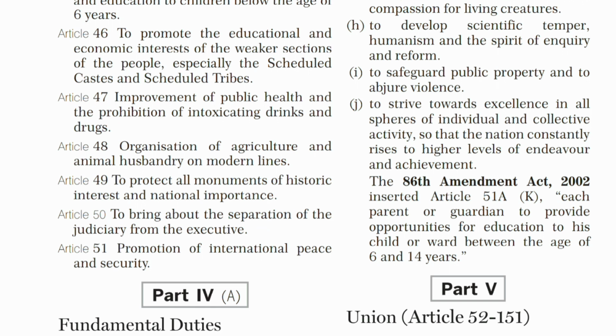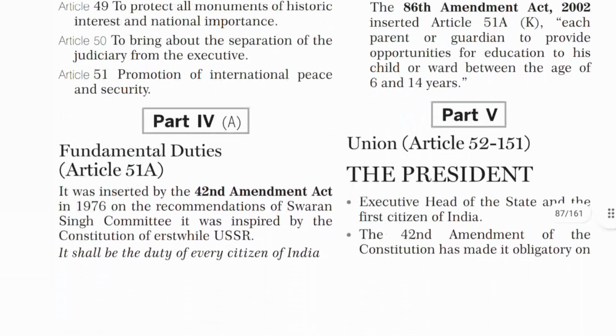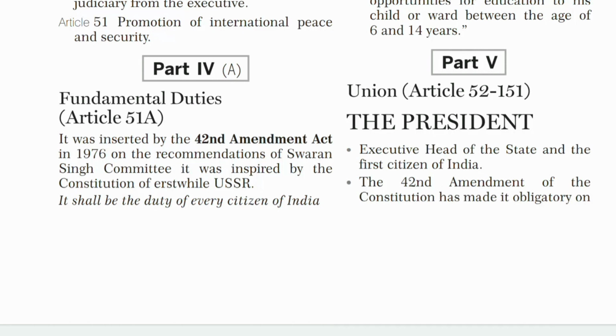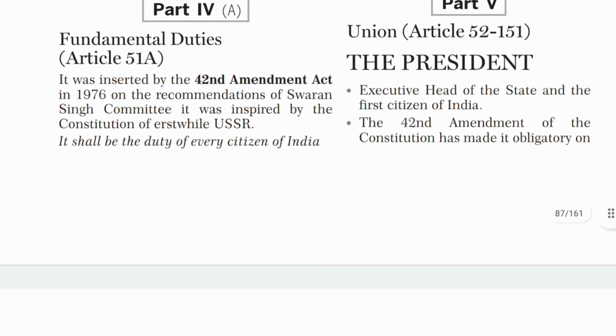The 86th Amendment Act 2002 inserted Article 51A(k), each parent or guardian to provide opportunities for education to his child or ward between the age of 6 and 14 years. Part 5, Union, Article 52 to 151. The President, executive head of the state and the first citizen of India.